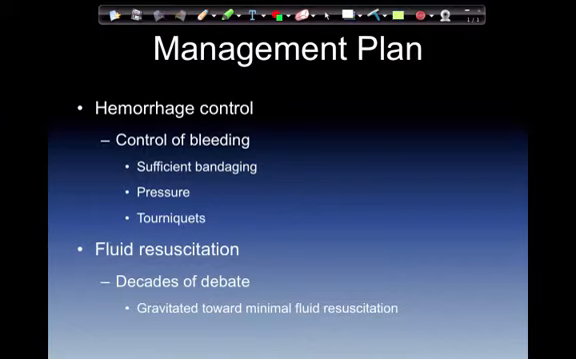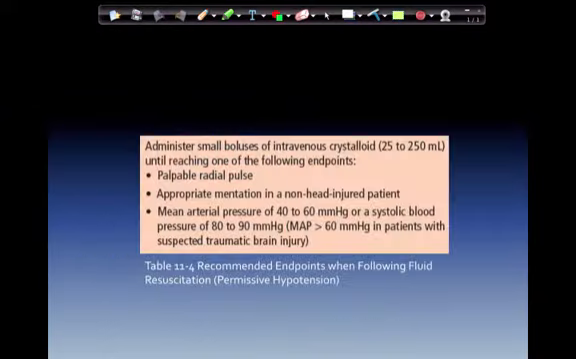Fluid resuscitation. From the decades of debate, we've kind of gravitated towards minimal fluid administration. What we don't want to do is thin them out so much that they have no oxygen carrying capacity. Another thing in the formed elements is our clotting factors, our ability to initiate a clotting cascade. So the more that we thin them out, the less that they can clot. So it's kind of like a domino effect.